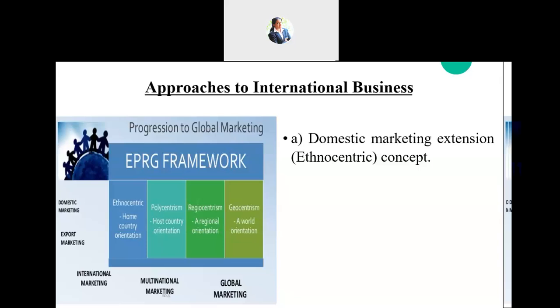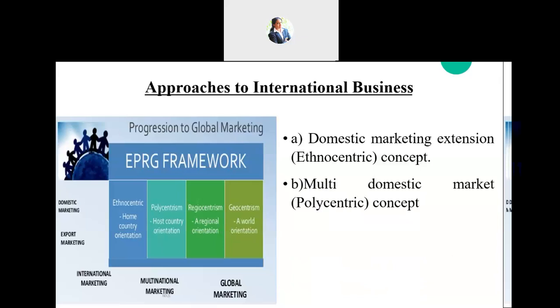But along with the advantages that it has, it has its own disadvantages. And the one main disadvantage of the ethnocentric concept is that this kind of mindset can only be adopted for a short term period. That's why it is called the short sightedness of the company. Moving forward, the next one is the polycentric concept or multi-domestic market.